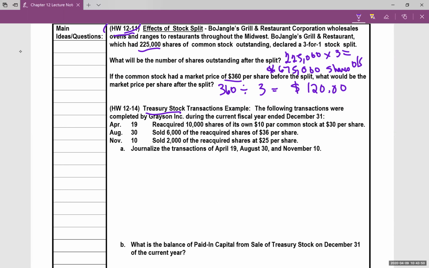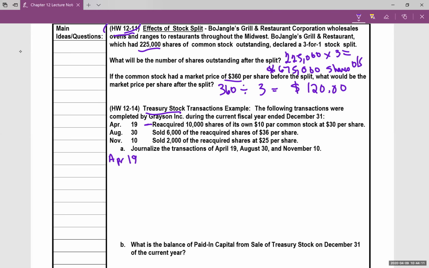Okay, the following transactions were completed by Grayson Inc. during the first fiscal quarter. They reacquired 10,000 shares of its own $10 par common stock, but when they reacquired it, they paid $30 to get it back. So here's what that entry looks like.